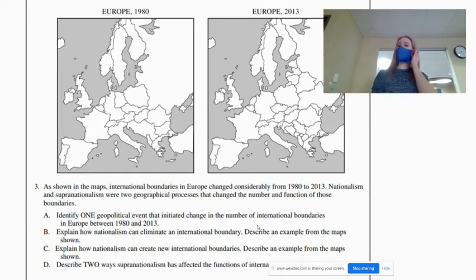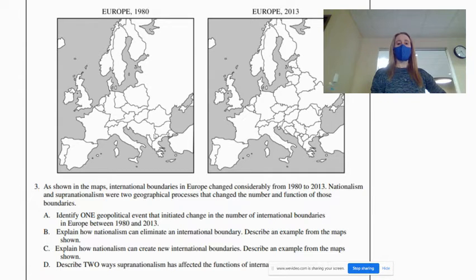So this was a 2019 FRQ question that asked us a question about the Soviet Union. Because of this, I don't necessarily expect that the 2022 FRQ question will be about the Soviet Union. But it says, identify one geopolitical event that initiated change in the number of international boundaries in Europe between 1980 and 2013. So you'll take a look.